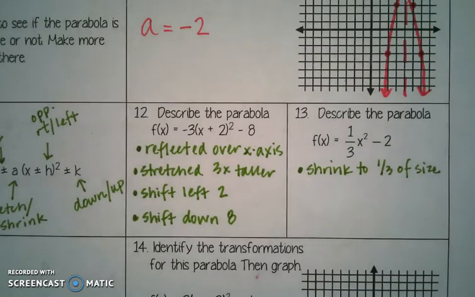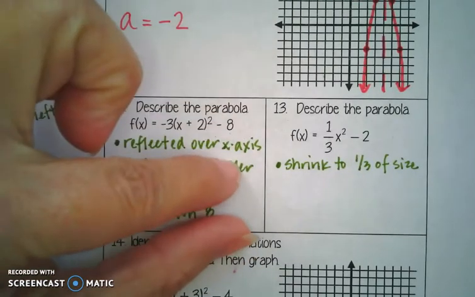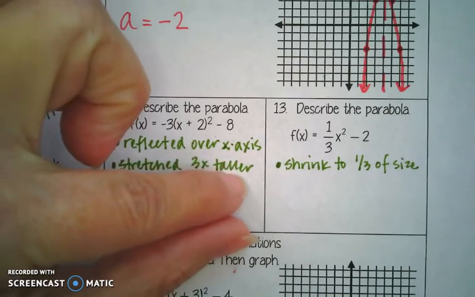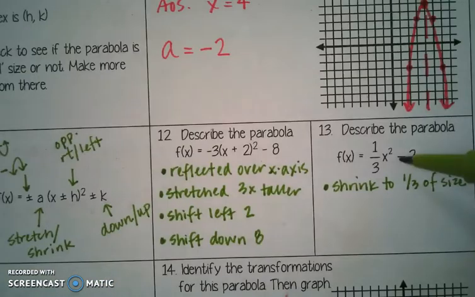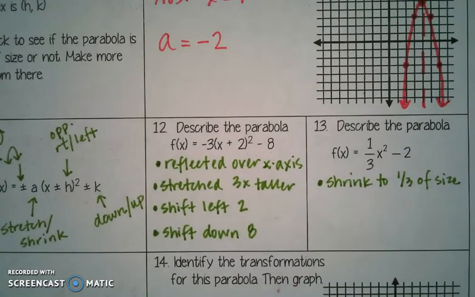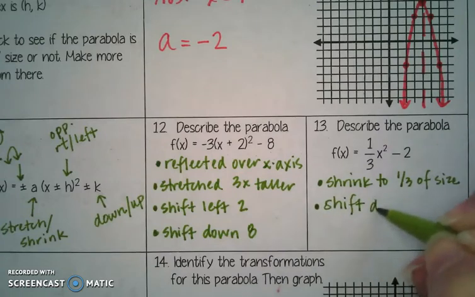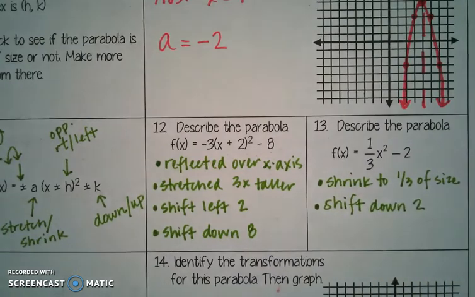So if we're shrinking to 1/3 of its size, then we're here. We're going to shrink to 1/3. It's going to be just the tiny, tiny one. All right. There's nothing in the parentheses with the x, so that tells me that we're not shifting horizontally, right or left, but we are going to do a vertical shift. So we need to shift this parabola down 2.